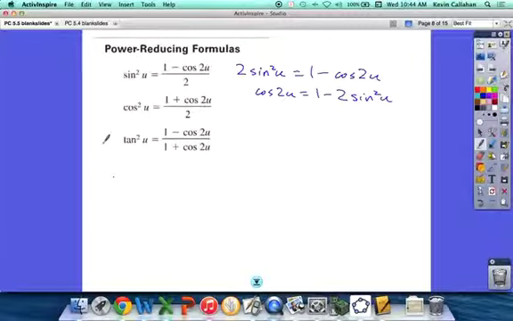How do you think they get the tan squared? How do they reduce the power there? Yeah, if you divide this by this, the divide by 2's cancel, and you're just left with that. So there's your formulas.